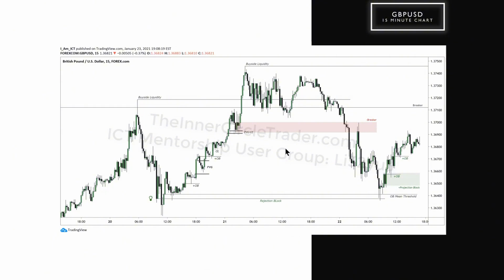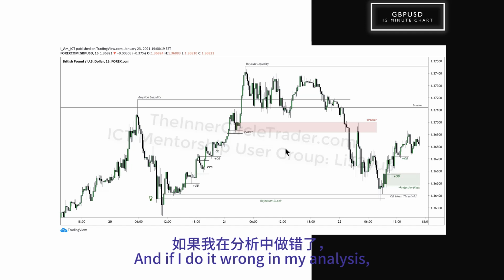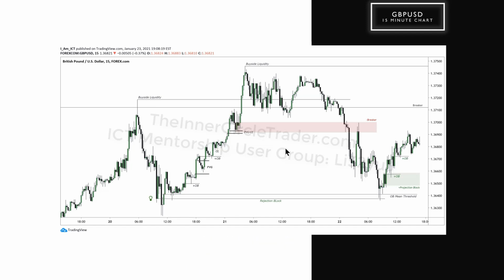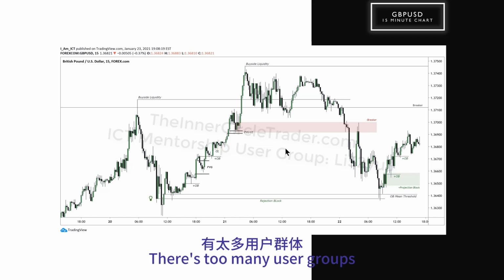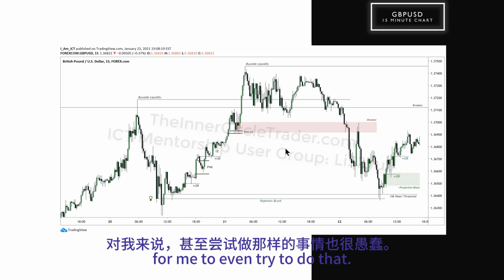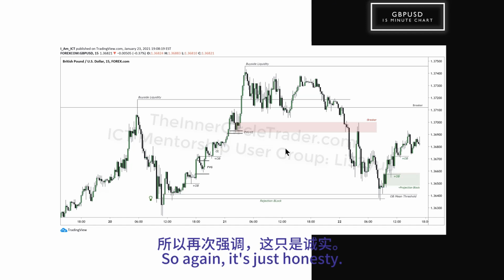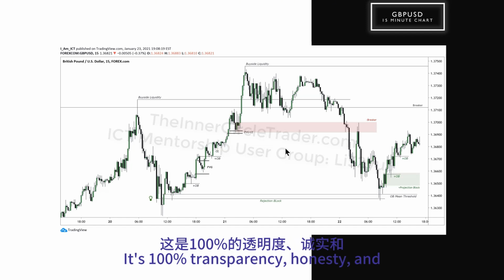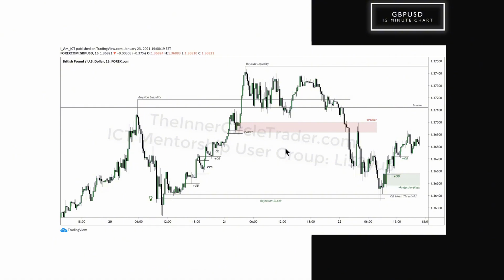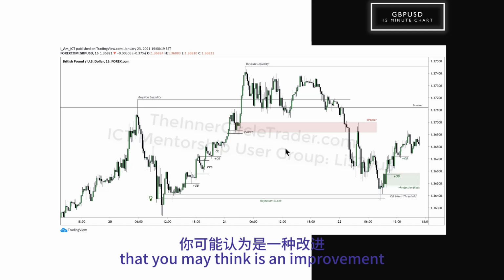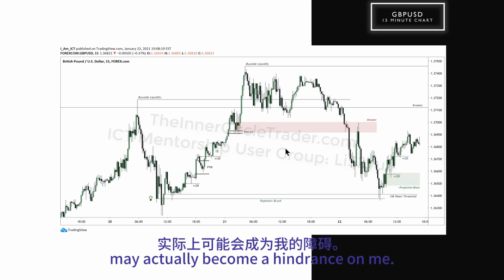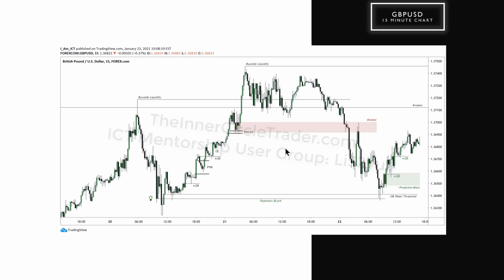I'm human. And if I do it wrong in my analysis, I'm there. I'm co-signed. I can't change it. I'm not going to go back in and fix it, especially now. There's too many user groups and too many versions of it. So it would be stupid for me to even try to do that. So again, it's just honesty. It's 100% transparency, honesty. And some of the things that I could do that you may think is an improvement may actually become a hindrance on me.